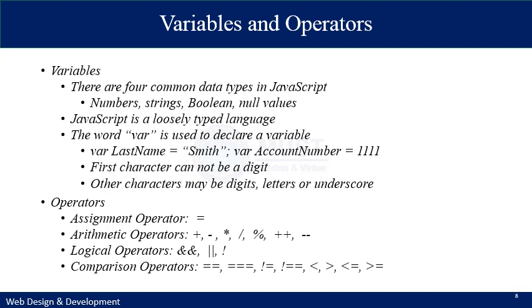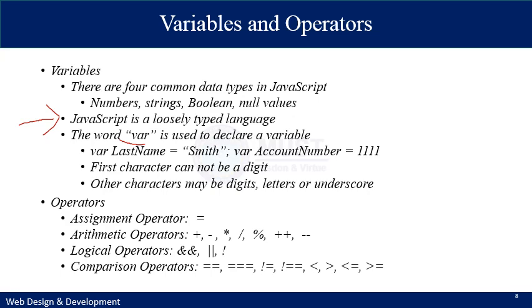So variables and operators are similar in JavaScript like any other language. However, there is a small difference: there are four common types of data in JavaScript: numbers, strings, booleans, and null values. One important consideration here is that JavaScript is a loosely typed language. That is, you do not have to worry about the data type while declaring a variable. This can be achieved using the word var as a data type to declare a variable.